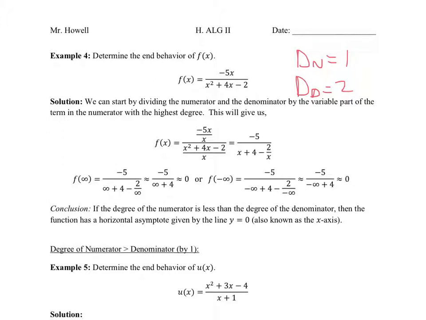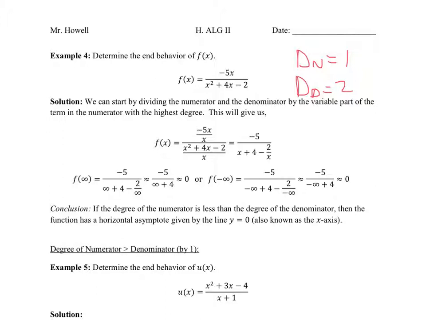So we know already it's going to go to the x-axis. We know that already by our rule. Let's think about this though. Divide everything by the degree of the numerator. Everything. Divide this by x. This becomes negative 5. Divide all of these 3 by x. This becomes x plus 4 minus 2 over x.